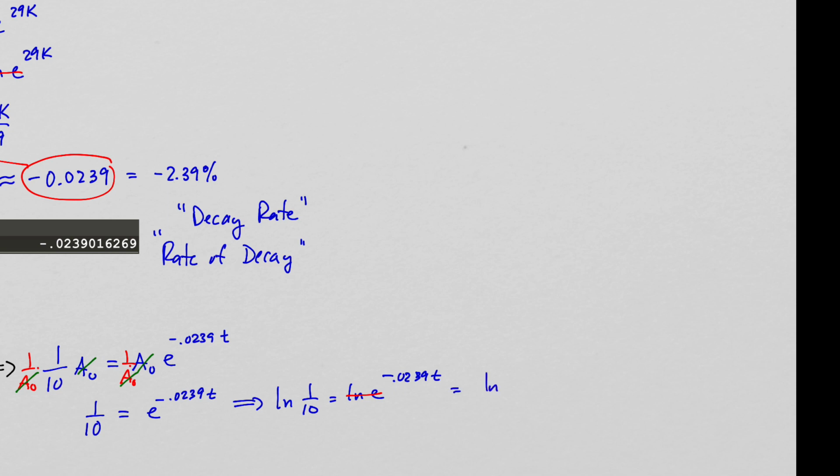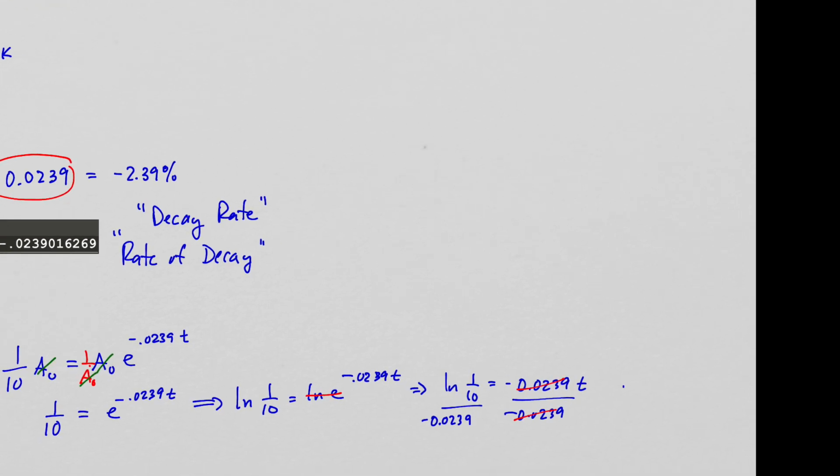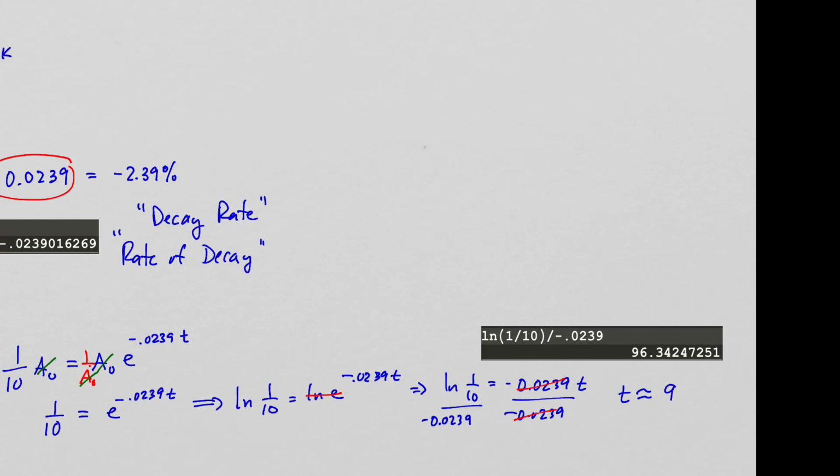And we end up with the natural log of 1/10 is equal to negative 0.0239t. The last thing we need to do here is divide both sides by negative 0.0239. And these cancel out, and we end up getting t equals approximately 96.3 years. So that means it will take about 96 years for there to be 1/10 the amount of what you started with. For example, if you started with 500 grams of the substance, after 96 years, there would be 50 grams left over. Okay, and this is an example of radioactive decay.